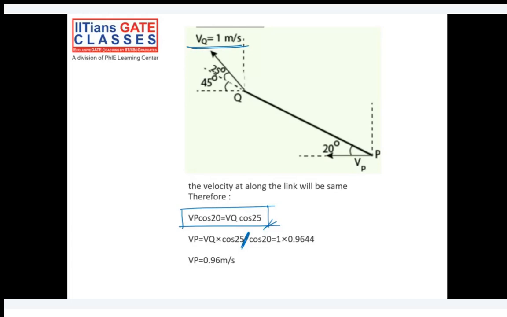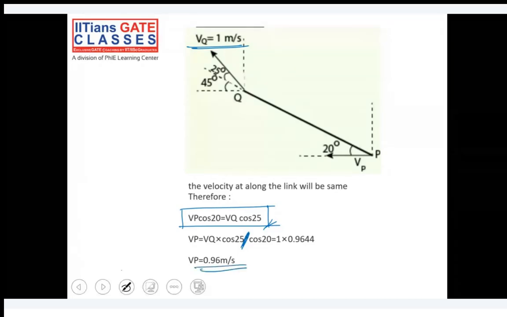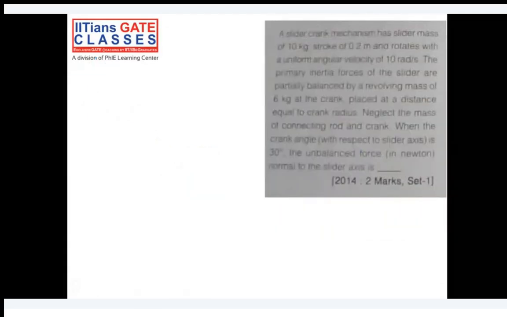Okay, little tricky question. A slider crank mechanism has a slider mass, okay, some mass term came now, 10 kg. Stroke of 0.2 meter. What is meaning of stroke? Can you tell me? What is meaning of the stroke? In case of IC engine, you know the stroke of the engine, right? So what is stroke?